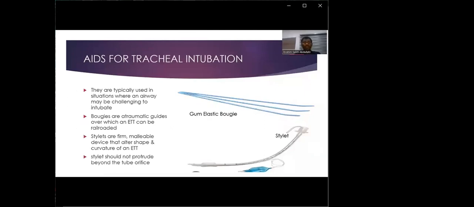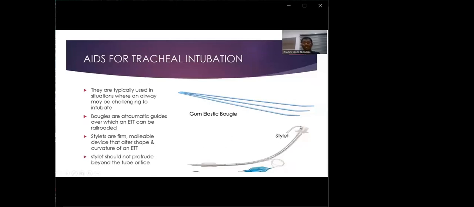So there are aids for tracheal intubation, and they are typically used in situations where an airway may be challenging to intubate. So some of these aids include the bougies, gum elastic bougie, then the stylets. Bougies are atraumatic guides over which an endotracheal tube can be railroaded. So during laryngoscopy, instead of passing the tube, the bougie is passed and then the tube is railroaded over the bougie.